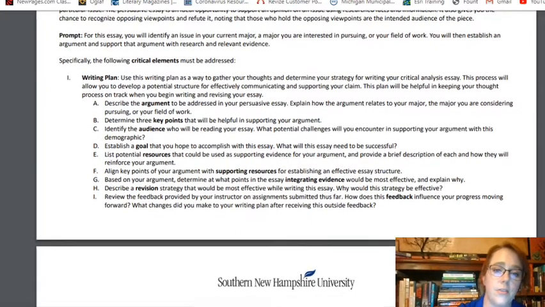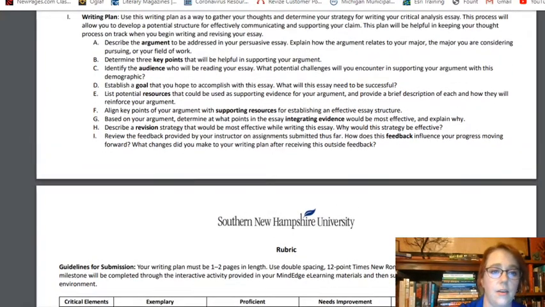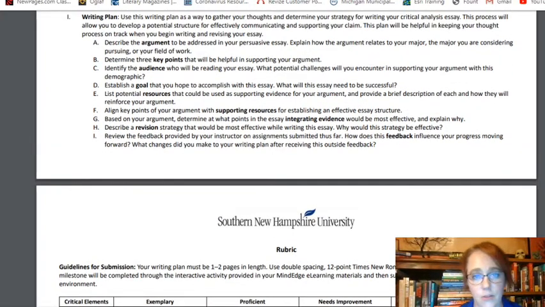So the first thing that we are doing is describing the argument that we want to address in our persuasive paper and explain how it relates to your major. Again, it feels a little bit familiar, but that's okay. Has your argument changed at all? Have you fine-tuned it a little bit through our conversations and your own research? State what your argument is and remind me how it connects to your major.